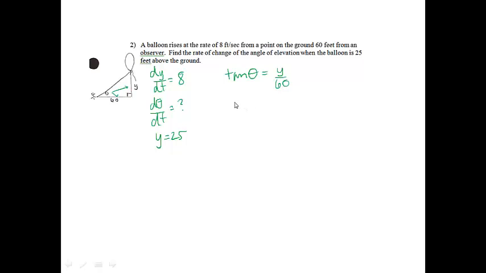y over 60. Okay, and in a previous problem, I showed you how this y over 60 could more appropriately be written as 1/60th y. Now from here, we're ready to take the derivative. The derivative of tangent theta is secant squared theta. And since I'm taking the derivative with respect to time, I do have to include d theta/dt. And then equals the derivative of 1/60th y, which would just be 1/60th, but then I also have to include the dy/dt.